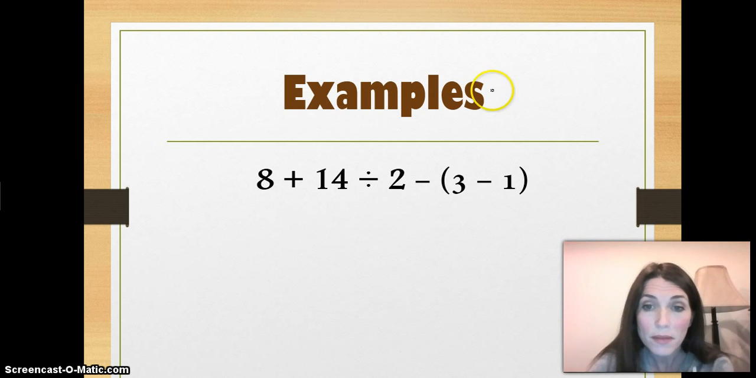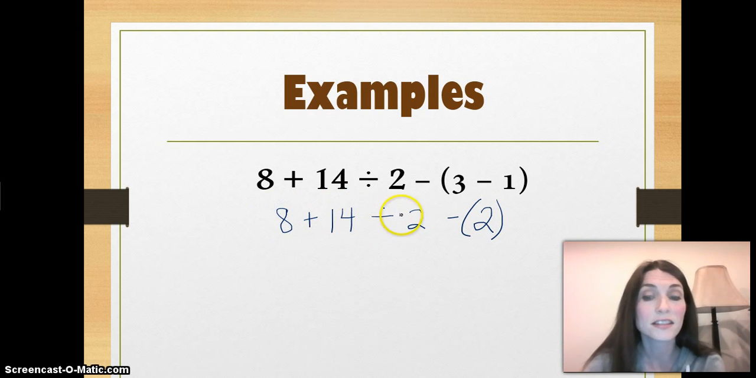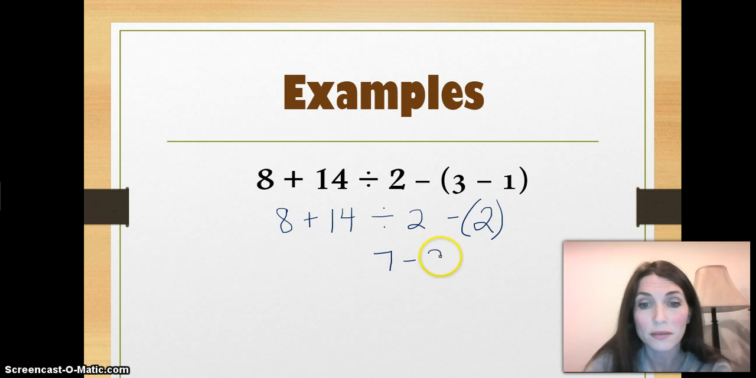So if we come on up, let's take a look at solving that. 3 minus 1, I know is 2. Okay, and I'm just going to keep those brackets around it, and I'm going to rewrite the rest of the problem. Okay, next, I have to see if I have any more brackets, and I do not. I have to look now for multiplication and division. Well, I have 14 divided by 2. So I'll go ahead and do that division, which would be 7. And I want to rewrite the rest of the problem.